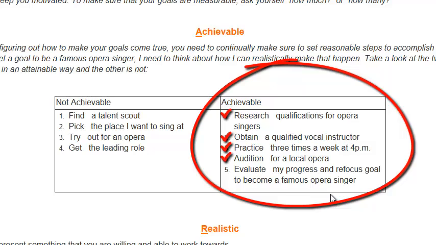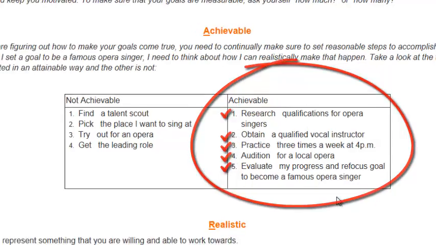Number 4, audition for a local opera. Starting out small will give me an idea what my skills and abilities are. Number 5, evaluate my progress and refocus my goal to become a famous opera singer. I need to take a look after completing steps 1 through 4 and see how successful I was, and maybe change my rehearsal schedules, my practice time, and evaluate whether this is a good goal for me or not. And that really feeds into the next step.